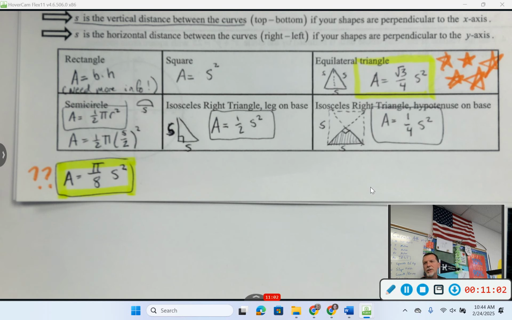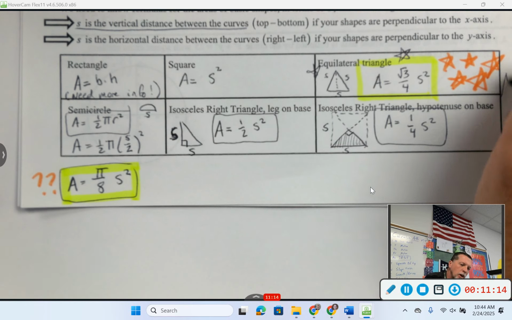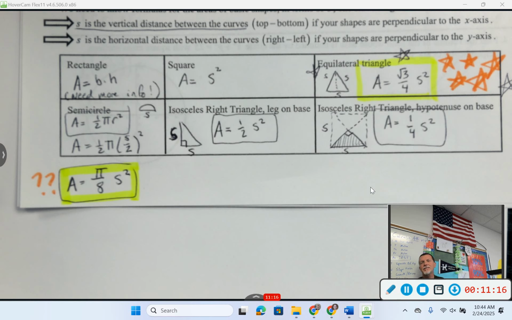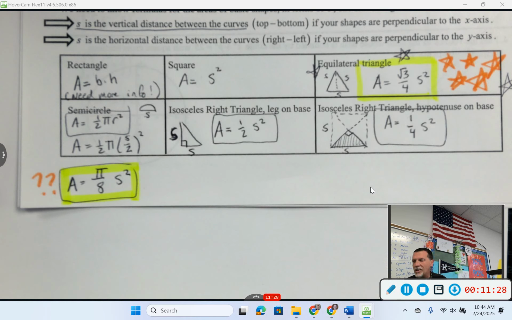So that's another one where, do you want to memorize that? Maybe. Or you just want to look at it and figure it out? Probably not. You definitely need to memorize root 3/4 s squared, because it would take too long to figure that one out. Pi over 8 s squared is convenient, but not necessary. The others, I think you already know.